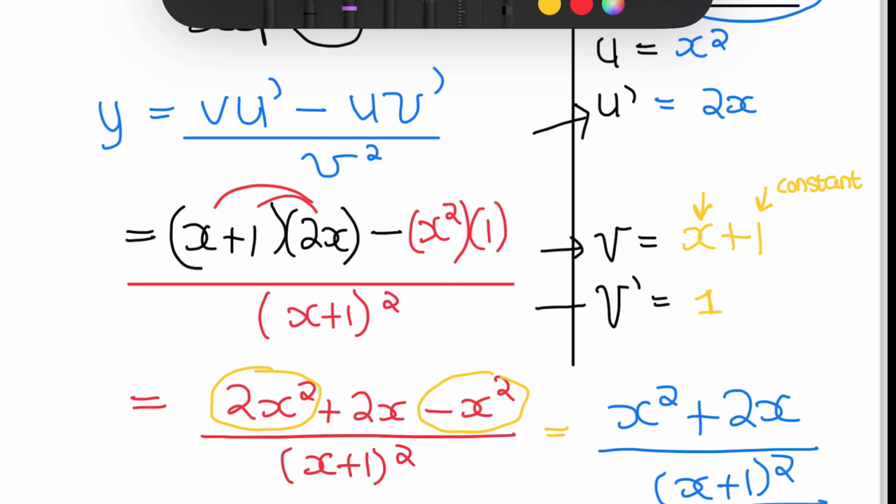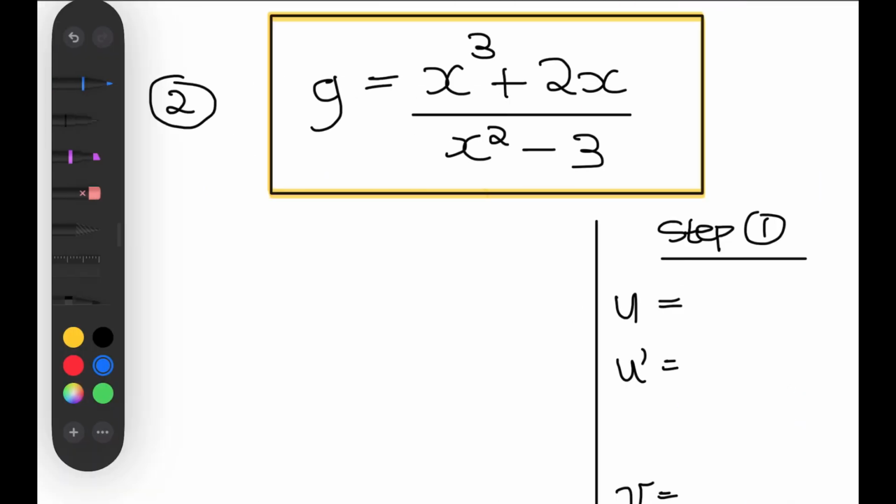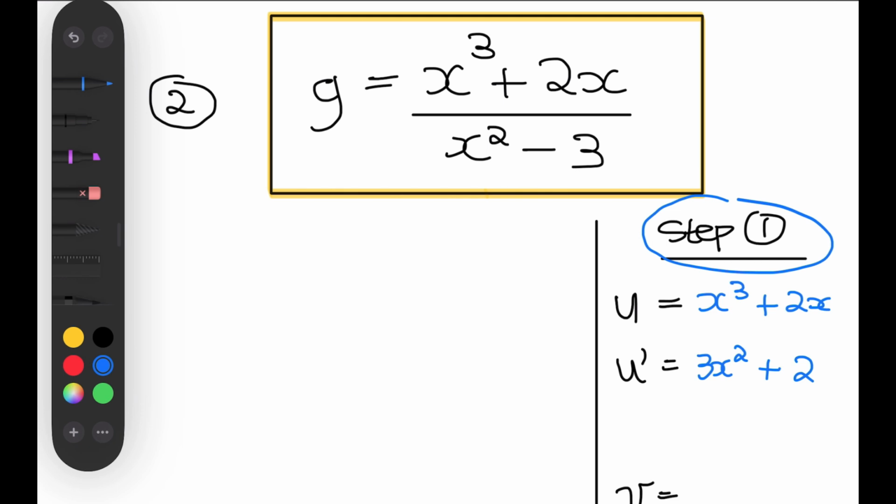That is our derivative. And now for the second example, we have g is equal to x cubed plus 2x, all divided by x squared minus 3. And we're going to take this step by step. So step 1, we need to identify our u and our v variables. In this case, I'm going to set u to be equal to my numerator of x cubed plus 2x. And when we differentiate that, I'm going to get 3x squared plus 2.